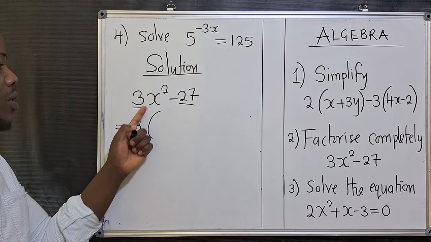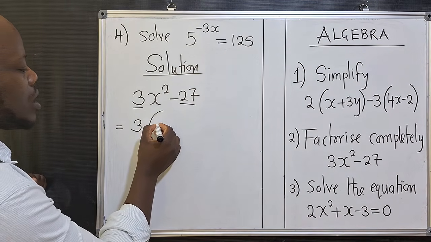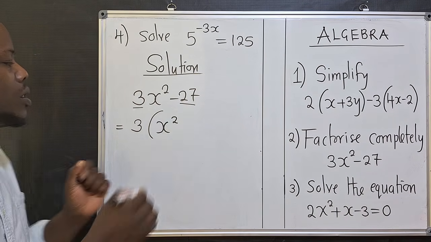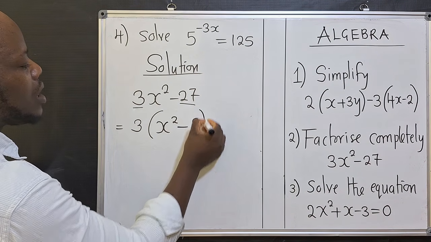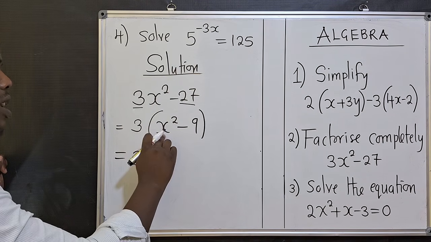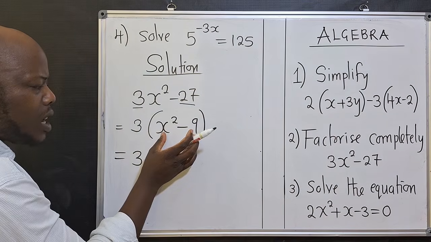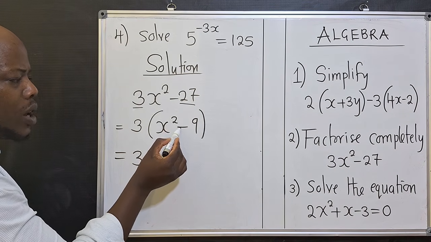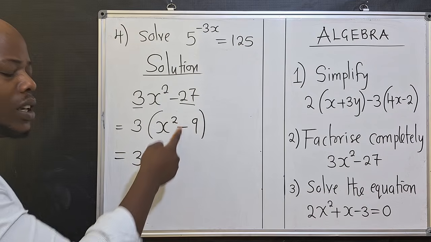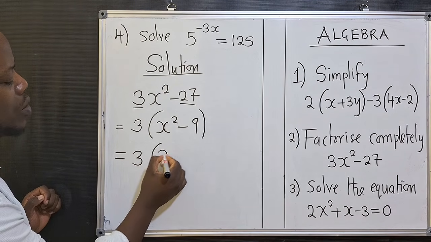Can you see what I've written? 3 is outside. And then we say 3 into 3x power 2. That is x power 2. What about 3 into negative 27? That is negative 9. Like that. So now from this stage, we write a 3. And then inside here, we've not finished, because here they said completely. Inside here, when you see a power 2 and a minus sign, just tell yourself that you have not finished. If there was a plus here, we would have ended here. But now there's a minus and a power 2. We have to do this.